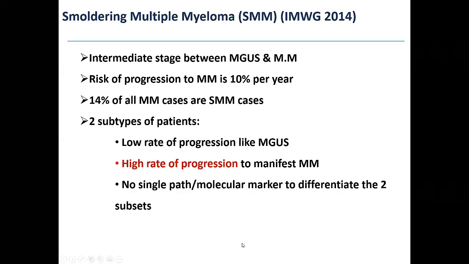Now this goes on to smoldering multiple myeloma. We know it is the intermediate stage between MGUS on the one hand and multiple myeloma on the other, and the risk of progression, I told you, is pretty high. It is 10% per year, and 14% of all multiple myeloma cases are smoldering multiple myeloma. This was in a long-term study. Now there are two types of patients. One are those who have a low rate of progression, and there are others who have a high rate of progression to manifest multiple myeloma. But there is no single molecular marker by which we can say that this patient will have a low rate of progression or a high rate of progression.